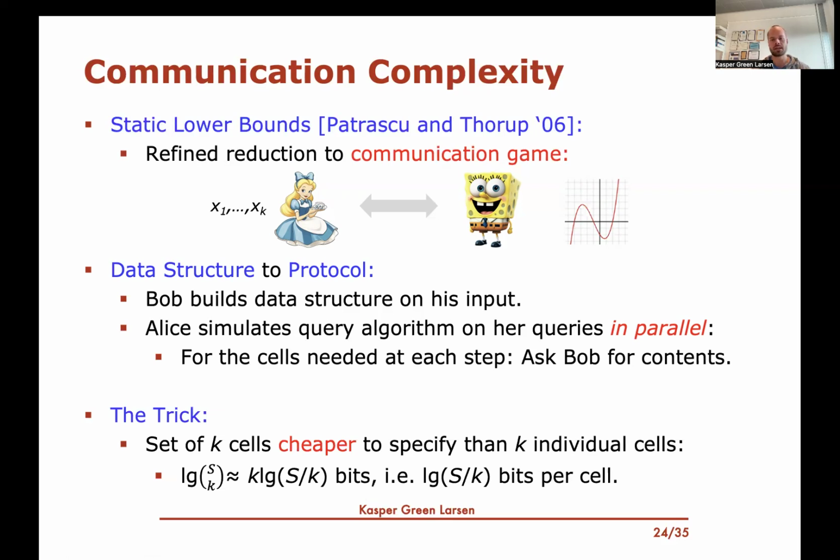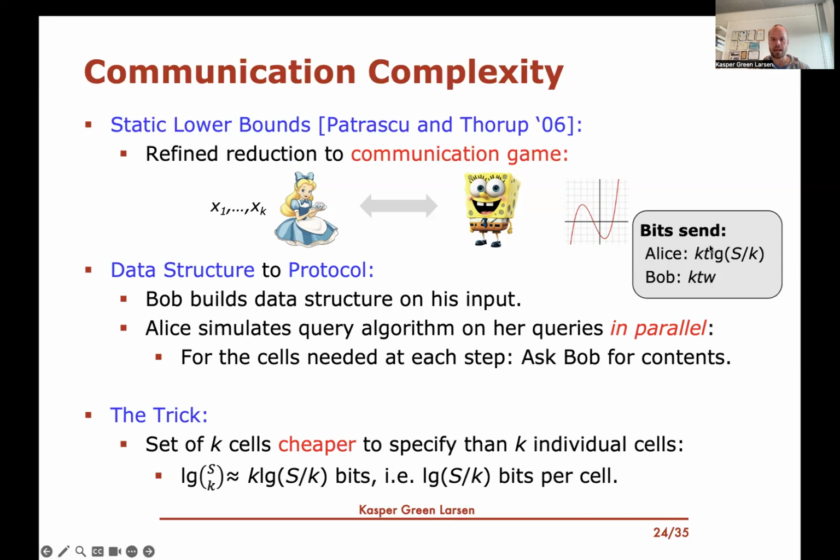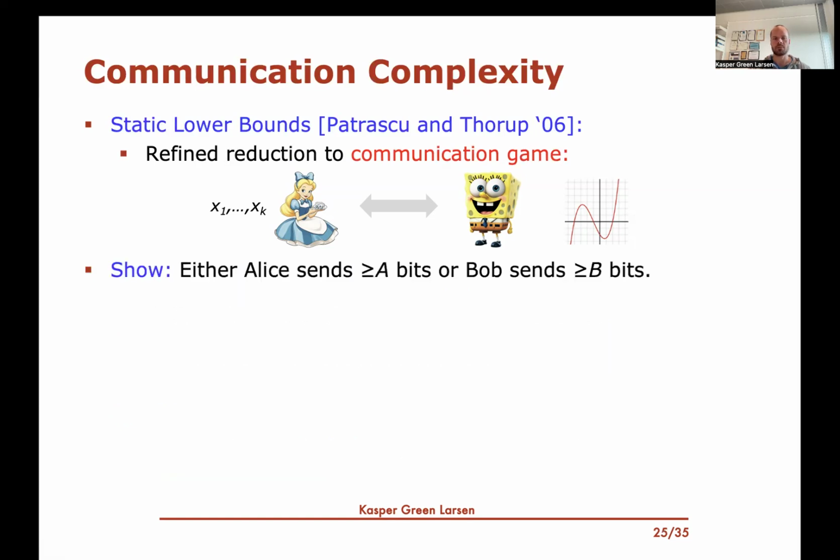So it's basically because she can ask for all of them simultaneously that she'll get a saving per cell that she needs. And she can specify them in a cheaper way. Which means that after these T rounds of the protocol, the communication from Alice will be, for each of the T rounds, K log S over K bits. Bob, in each of the T rounds, replies with the contents of K cells, so that's KTW bits. So now we have a protocol again from a data structure. Now we just need to do the exact same thing as before. Now we can use tools from communication complexity to prove that either Alice has to send A bits or Bob has to send B bits.